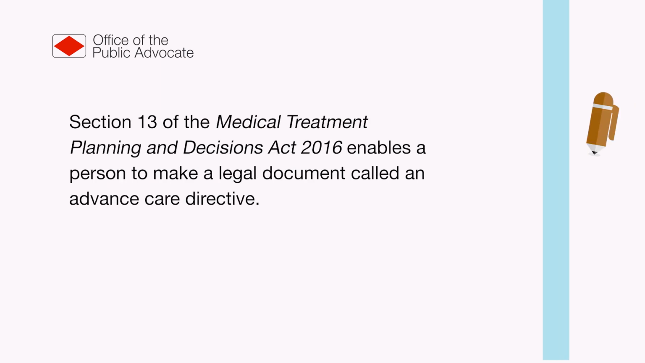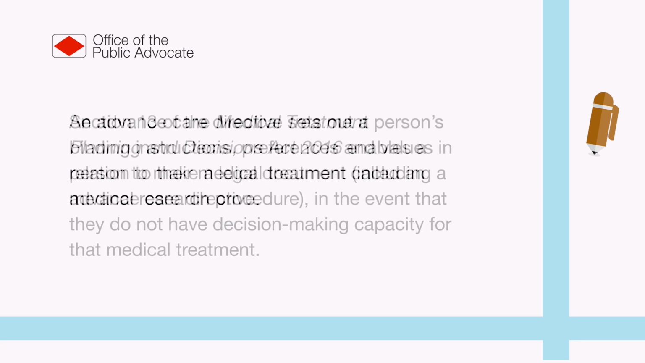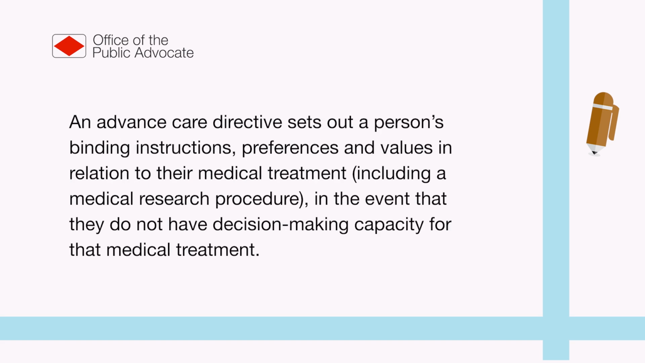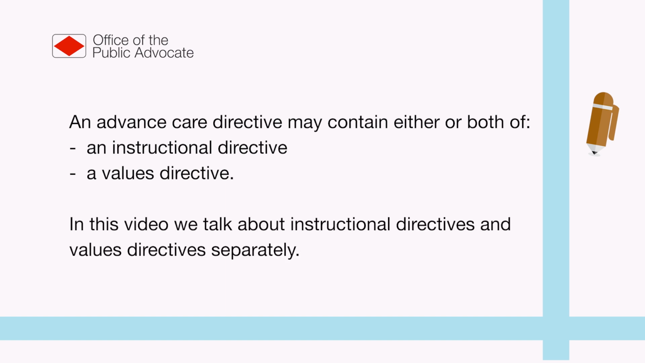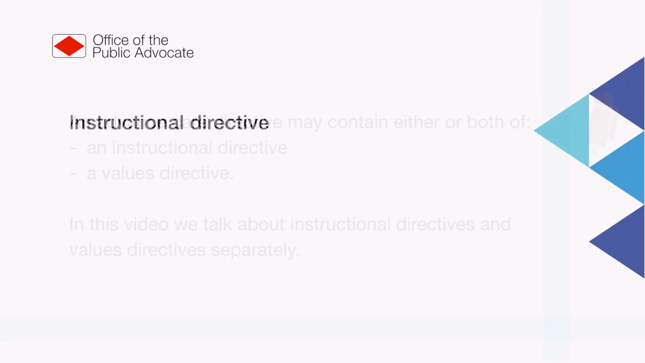Section 13 of the Medical Treatment Planning and Decisions Act 2016 enables a person to make a legal document called an Advanced Care Directive. An Advanced Care Directive sets out a person's binding instructions, preferences and values in relation to their medical treatment, including medical research procedure, in the event that they do not have decision-making capacity for that medical treatment. An Advanced Care Directive may contain either or both of an instructional directive and a values directive. In this video, we talk about instructional directives and values directives separately.